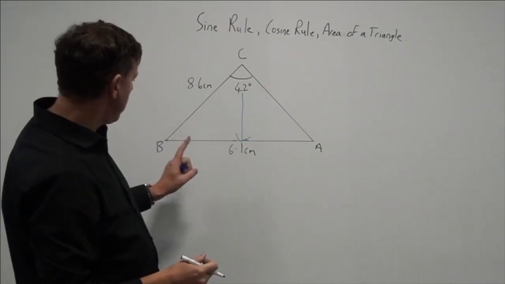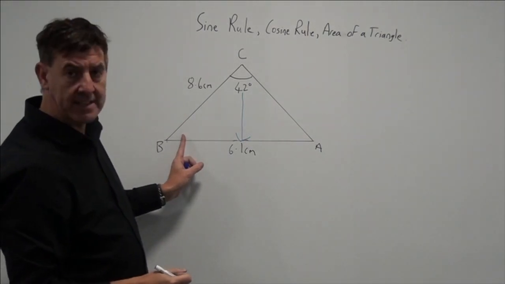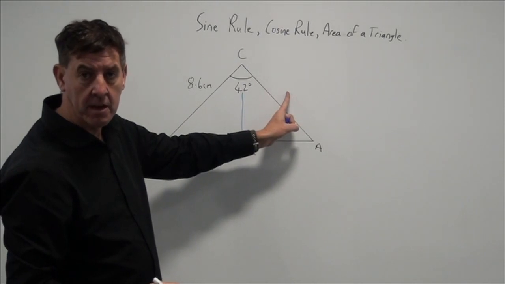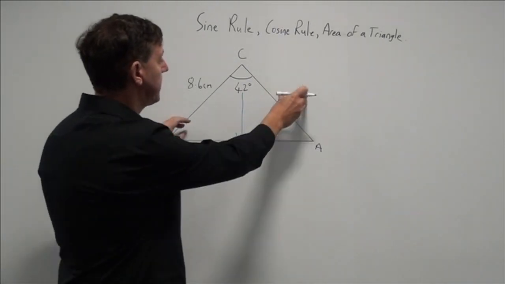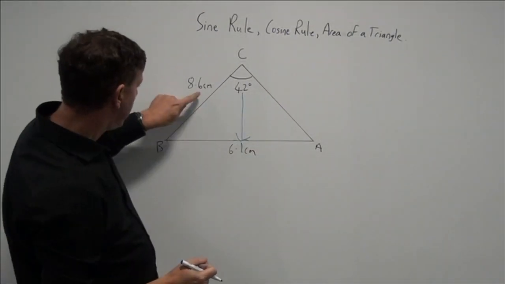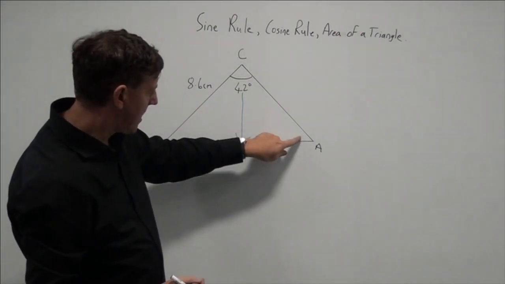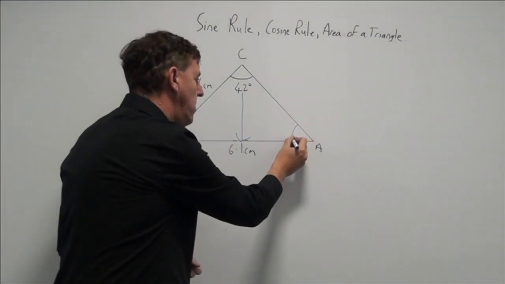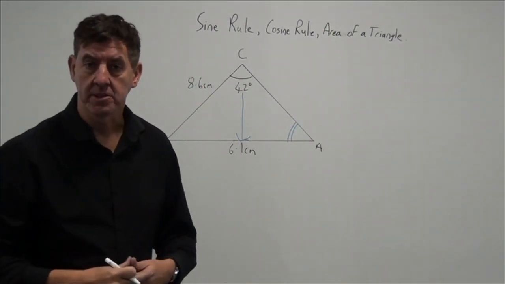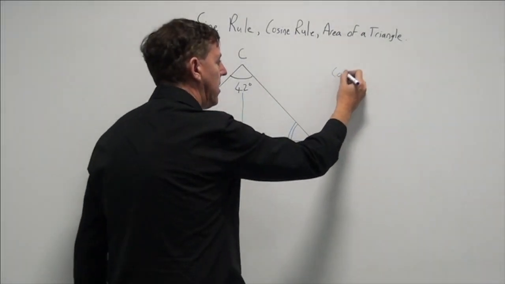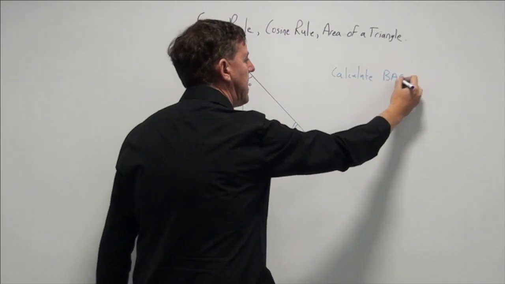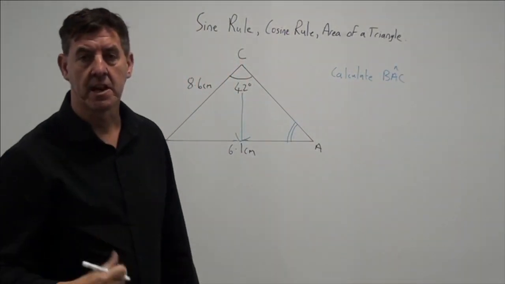So there is no way you'd be asked to calculate angle B as it stands at the moment, because you haven't got that side opposite it. Okay? So you've got two things missing here. So that would be useless. Couldn't do anything with that. So because we've got this side and its partner here, then this is the angle that you would be asked to calculate first before you could then calculate anything else. So we're going to calculate angle BAC using the sine rule.